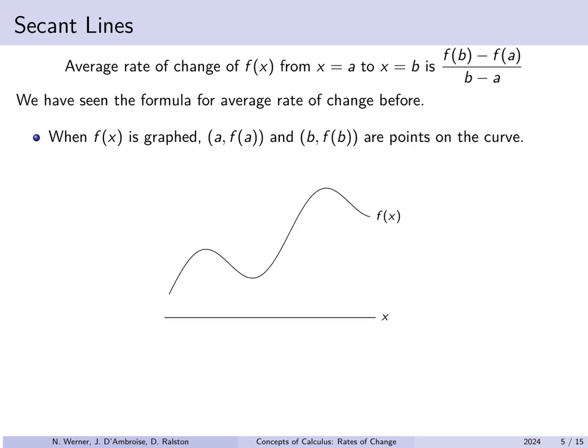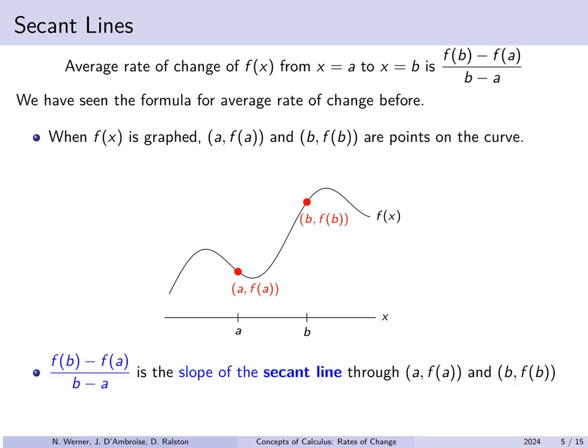So here's an example of a picture of a curve f of x. If I look at x equals a and x equals b, the height at this point is given by f of a, and the height at this point is given by f of b. Now, f of b minus f of a over b minus a is a change in y coordinate divided by change in x coordinate. That's the slope of a line, and specifically, it's the slope of the line which connects those two points. This is called a secant line to the curve.